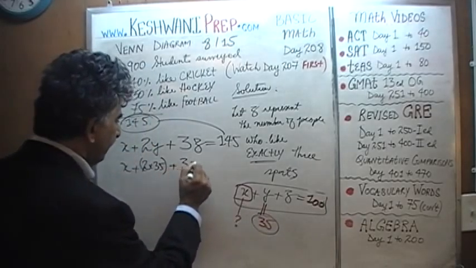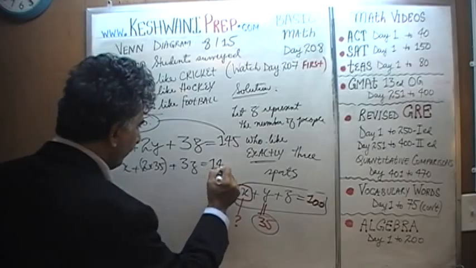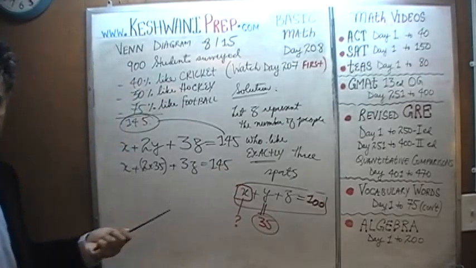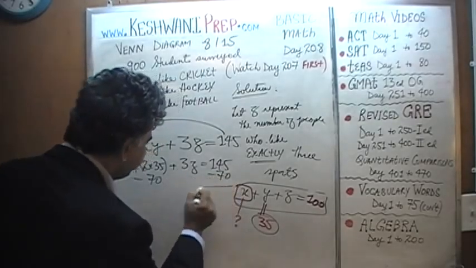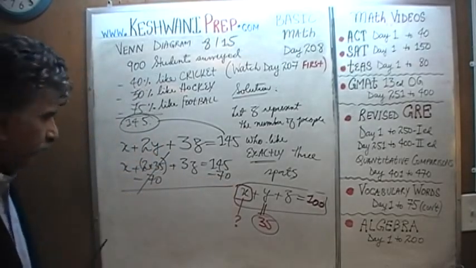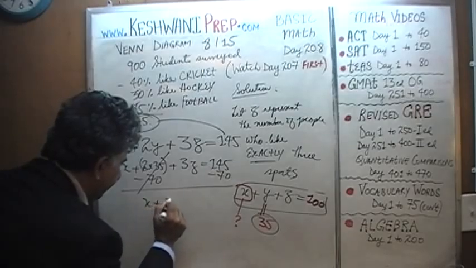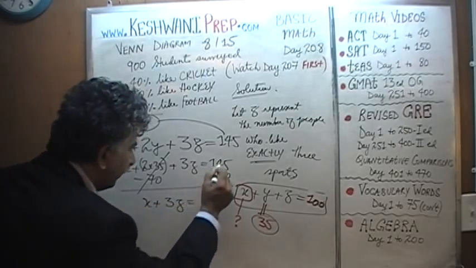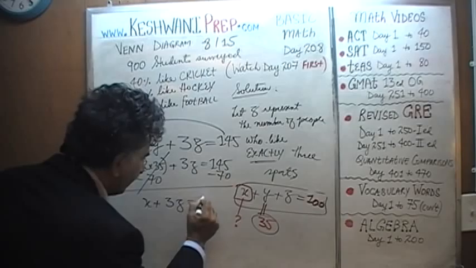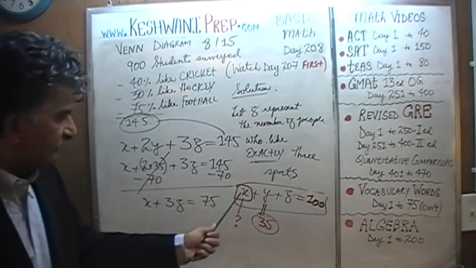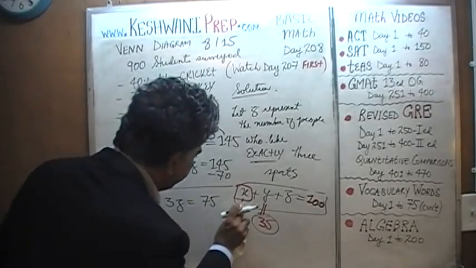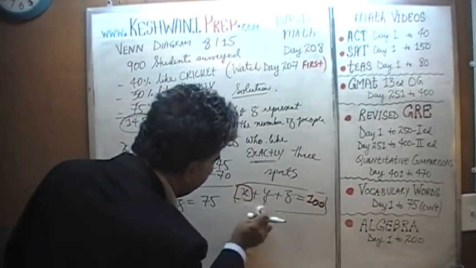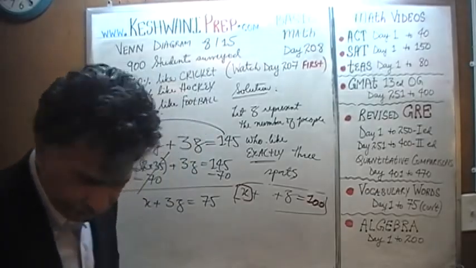Now we know the value of y. Y is 35. Let's put it in here. So what we get is x plus 2 times 35, because y is 35 right here, plus 3 times z equals 145. 2 times 35 is 70, so let's subtract 70 from both sides. And this 70 is going to go away. And what we end up with is x plus 3z equals 145 minus 70, that's going to be 75.